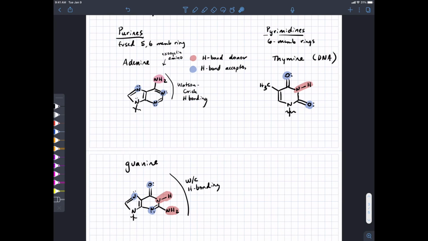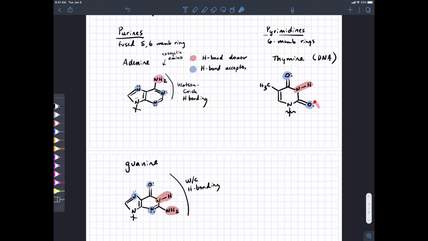I get donor and acceptor mixed up because whenever I say donor, I'm thinking about nucleophile. And whenever I say acceptor, I'm thinking about electrophile, but the language is backwards for hydrogen bonding. The oxygen is nucleophilic, but it's a hydrogen bond acceptor. The hydrogen is electrophilic, but it's a hydrogen bond donor. Anyway, notice that we could pair this oxygen with this exocyclic amino group and this hydrogen with this ring nitrogen in a hydrogen bonding pattern, that they would be mutually complementary.